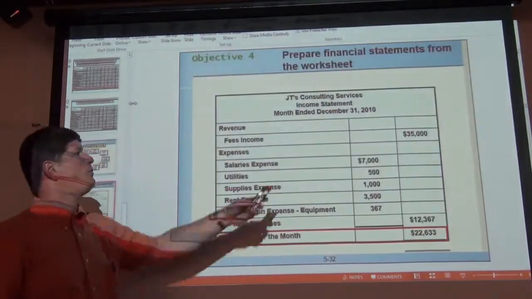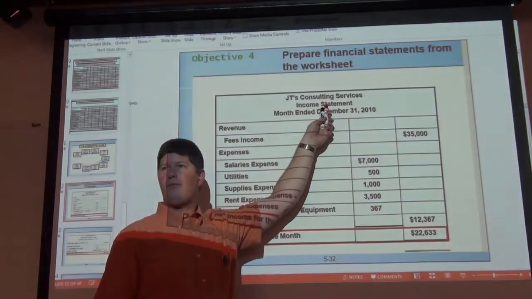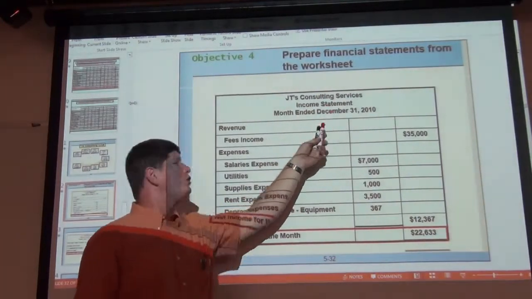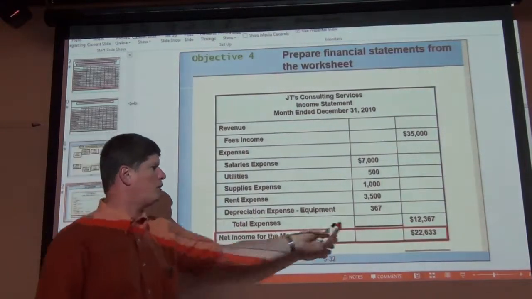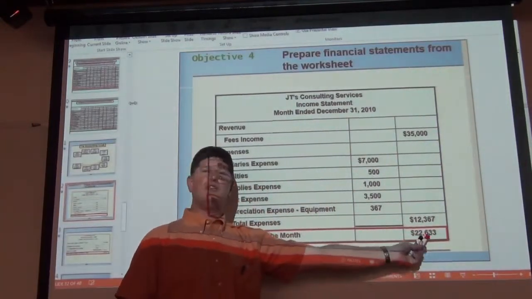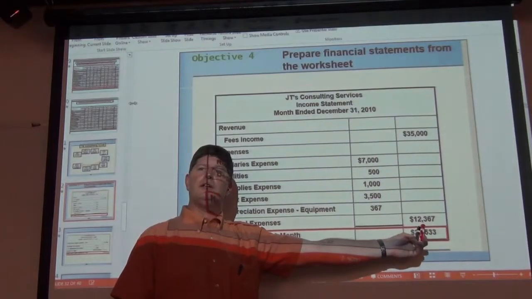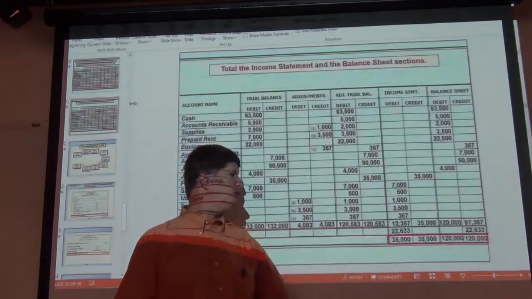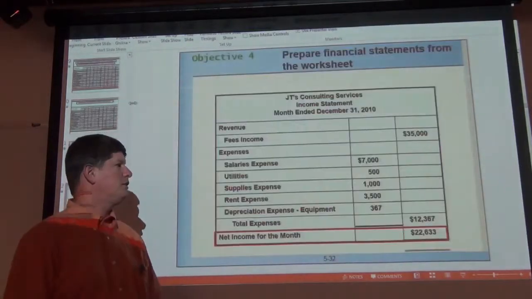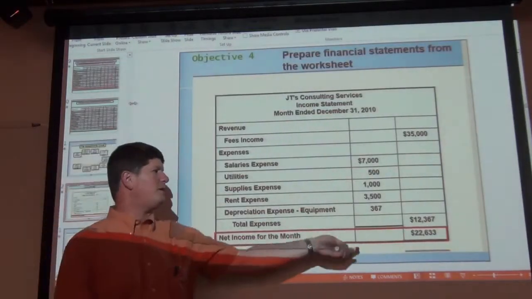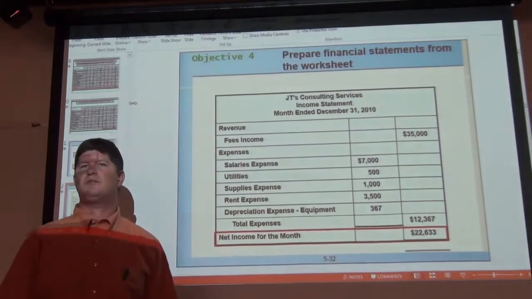Your biggest challenge is remembering who, what, and when at this point. Okay? Who, what, and when? Revenue, fees, income, expenses. List them, total them, subtract, and you get net income. Well, look, it's the same number that we had over here. So it worked. So it's a double check that you didn't make a math boo-boo here on the income statement.